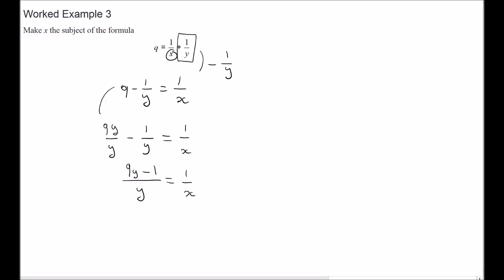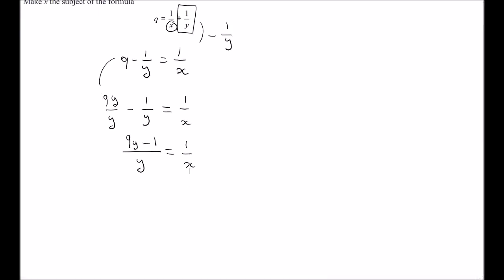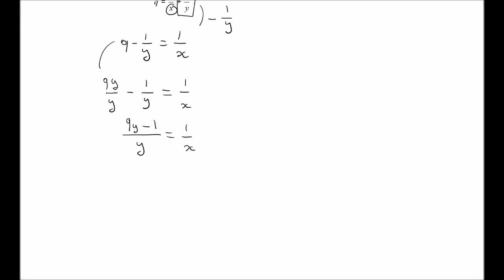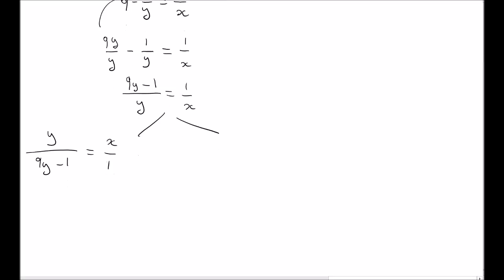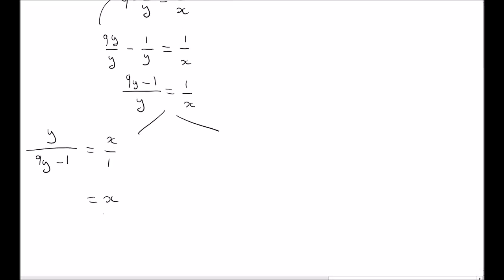Now, there are a couple of ways of doing this, but the easiest way, there's two ways, I'm going to show you both. The easiest way is to just flip around your fractions. So y over qy minus 1 is equal to x over 1. Now x over 1, that's the same thing as x. So x is going to be y over qy minus 1.